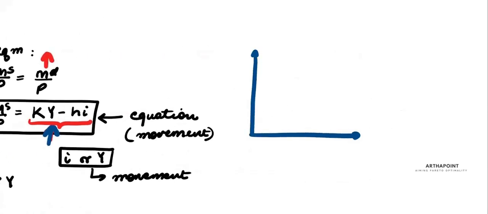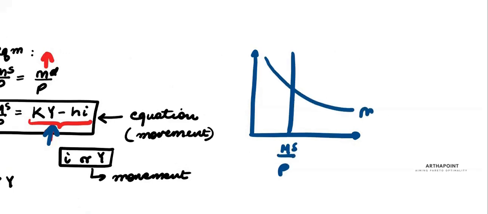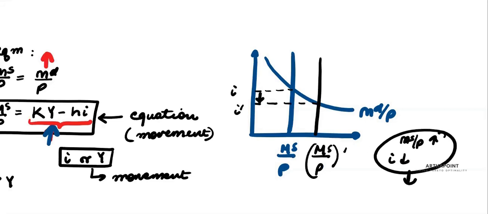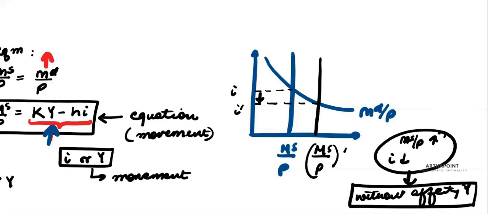Suppose, initially, this is the supply of money and this is the demand for money, and this is my initial level of interest rate. When the supply of money increases, there is a decrease in the interest rate. So the interest rate decreases when the supply of money increases, without affecting income. When your supply of money is increasing, the interest rate is decreasing.